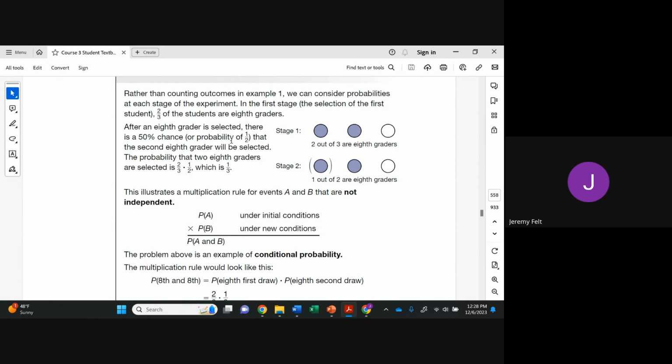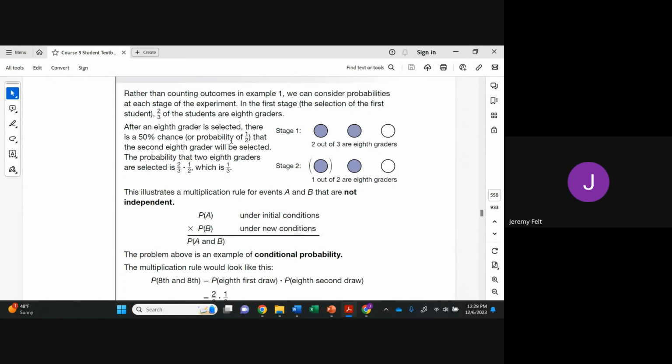In the first stage, the selection of the first student, 2 in 3 of the students are 8th graders. 2 of our 3 students were 8th graders. That's what we were told. After an 8th grader is selected, 1 is taken away. Now there are 2 students left. One of those 2 students is an 8th grader, so a 1 in 2 chance, or 0.5, or 50%. So we multiply 2/3 times 1/2, and we get 2 over 6, which reduces down to 1 over 3.